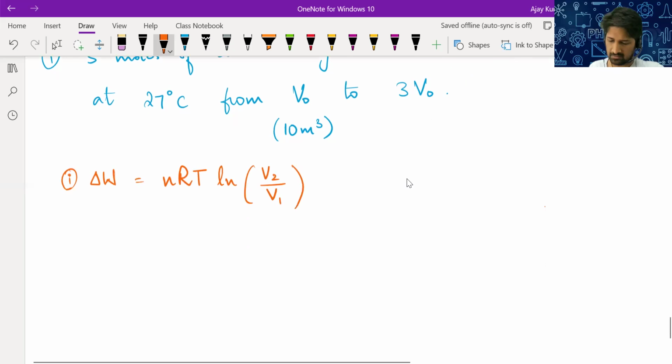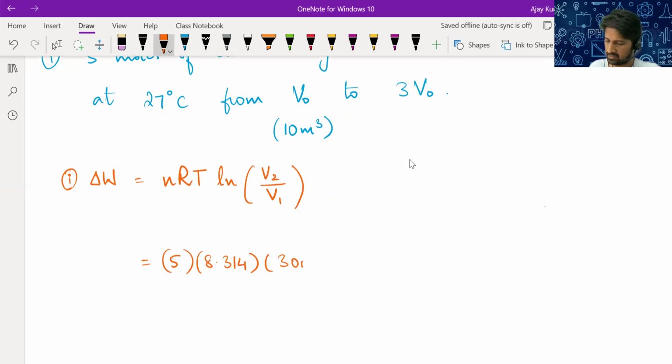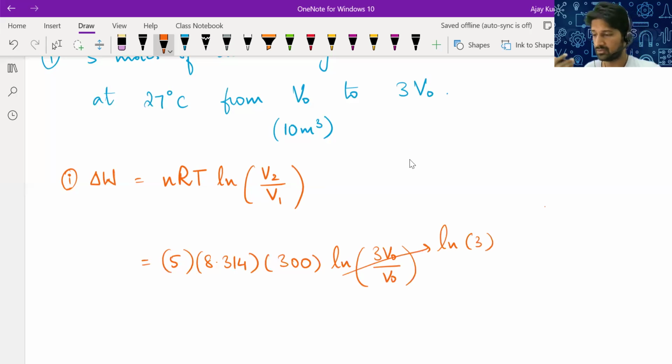Just substitute all these terms. The number of moles is given to you in the problem as 5. R is 8.314. In SI units, it is 8.314 joule per mole per Kelvin. Temperature at which the process is carried out is 27 degrees C, that is 300 Kelvin. ln V final by V initial. Final volume is 3 times the initial volume. So that becomes ln3. And you can keep it as it is. You don't have to know the value of ln3 or substitute the value of ln3. That's all. This is the answer.